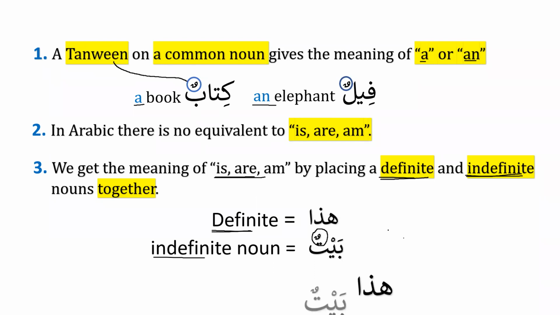hada and baytun, now it becomes a complete sentence, and the meaning will be this is a house. So how do we get the meaning of is? Basically, we put two nouns together, a definite and an indefinite, and ultimately we get the meaning of a complete sentence in English. So it becomes, this is a house.